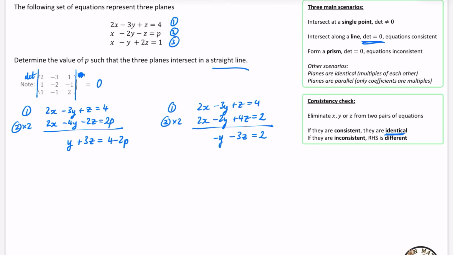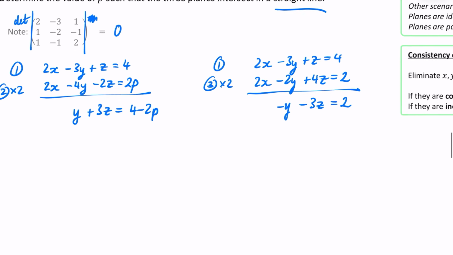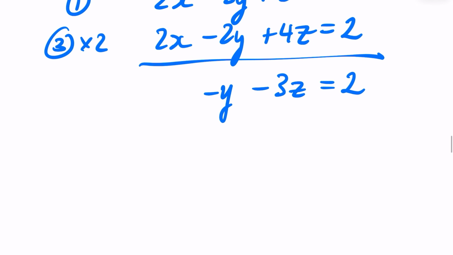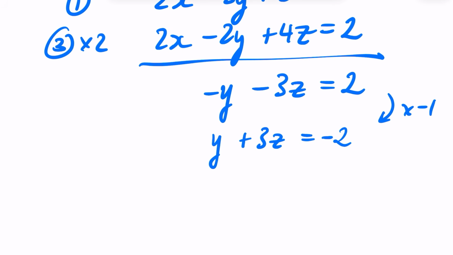Now, they're almost identical, right? Here, this one's been multiplied by minus 1, like this part. Sometimes it might be multiplied by minus 2, or just 4, or 3. But we can make them look the same. So what I'm going to do is multiply this whole equation here by minus 1, so that I get y plus 3z is equal to minus 2.